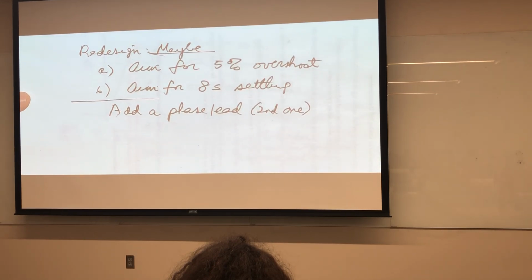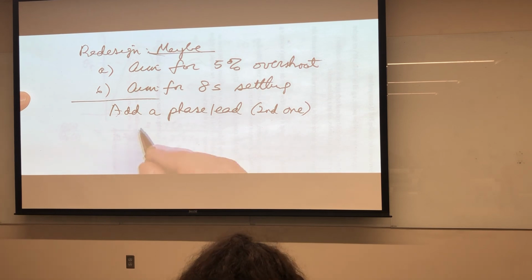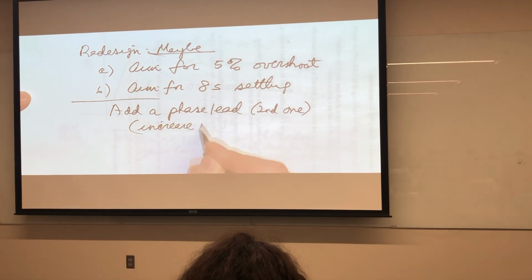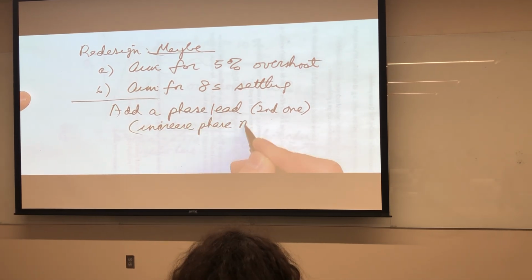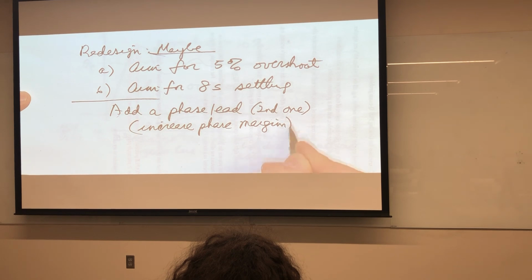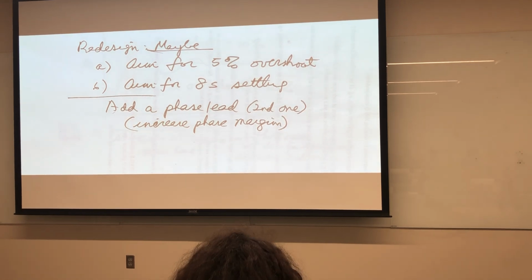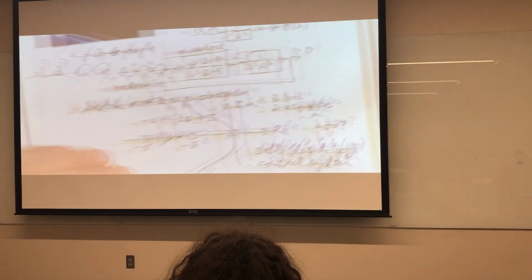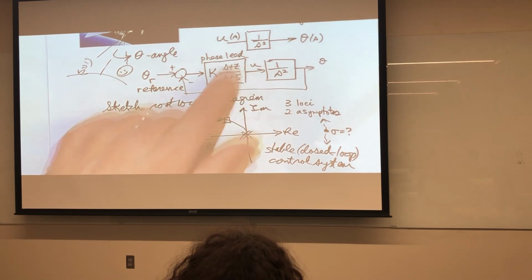Add another phase lead, because that phase lead will increase phase margin. And more phase margin means I have more anticipation. I should maybe reduce the overshoot. So I may have to go back and say my compensator is not just this, but I'm going to add another block in there.